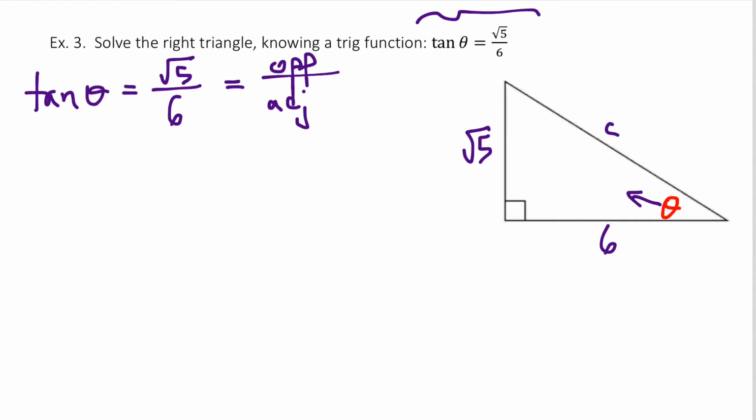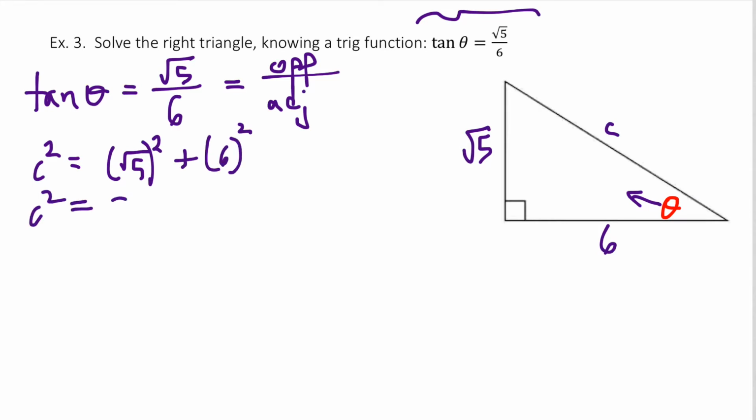All right, so that means I don't know this side over here, my hypotenuse, so I need to find out what that side is. So I could say that c squared, using the Pythagorean theorem, is equal to root 5 squared plus 6 squared. So c squared is equal to 5 plus 36. That's equal to 41. So c is equal to the square root of 41. So we have this side over here now is the square root of 41.